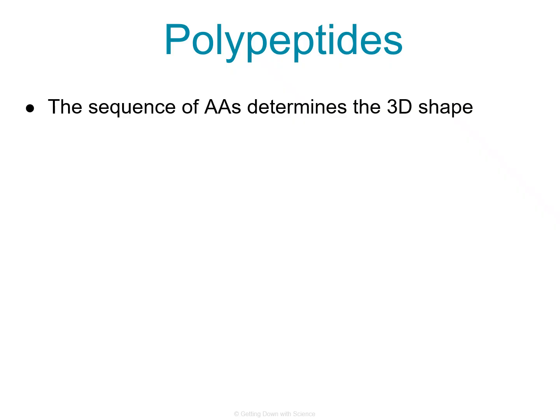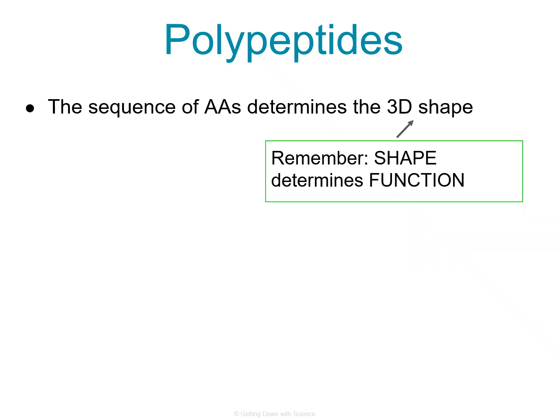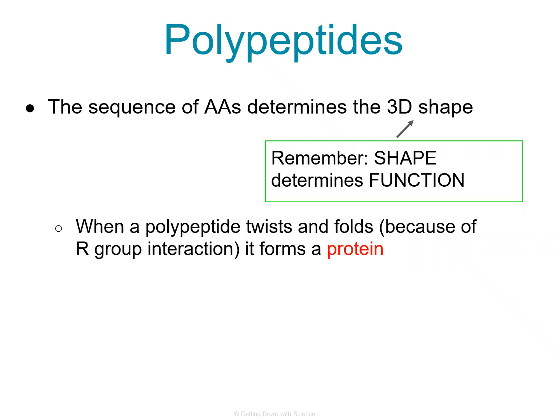The sequence of the amino acids determines the shape. Structure dictates the function. Remember, shape determines function. And when polypeptides twist and fold, because of R group interactions, it forms a protein.